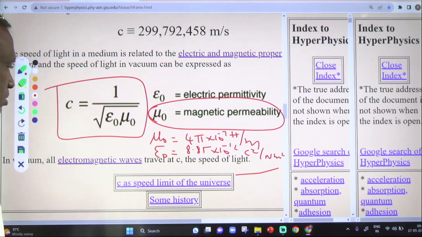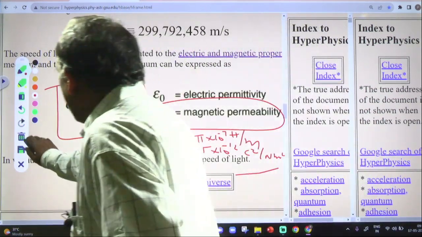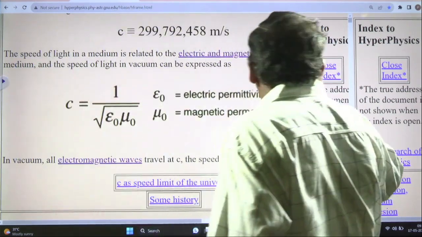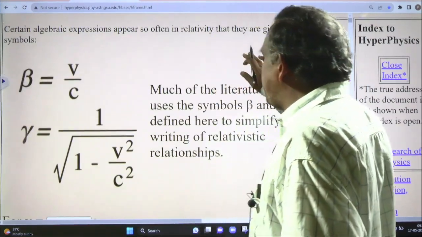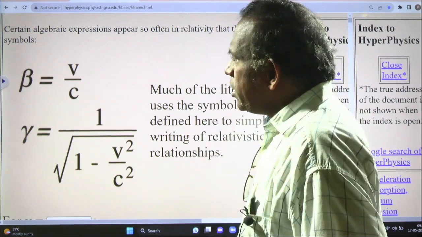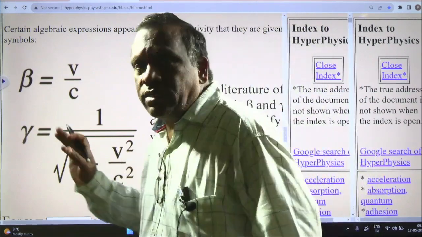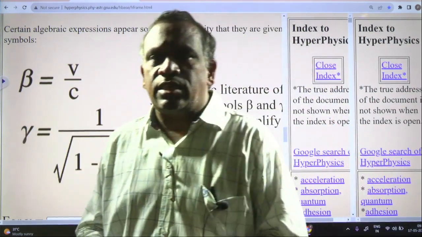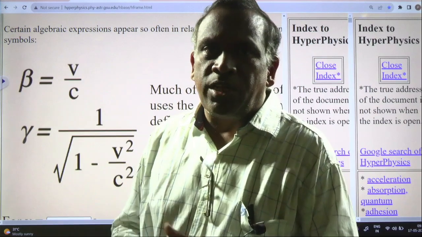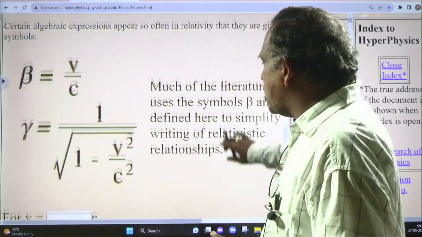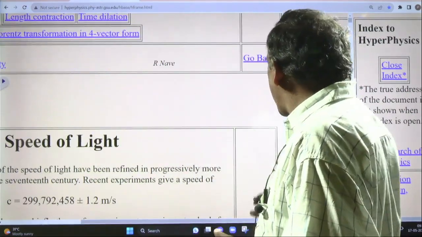There are also certain algebraic equations involving the speed of light, such as 1 by square root of 1 minus v square by c square. This is also an important formula because light is the fastest. If an object's speed is more than the speed of light, we have to use these types of formulas and do these calculations. Of course, this is beyond your syllabus.